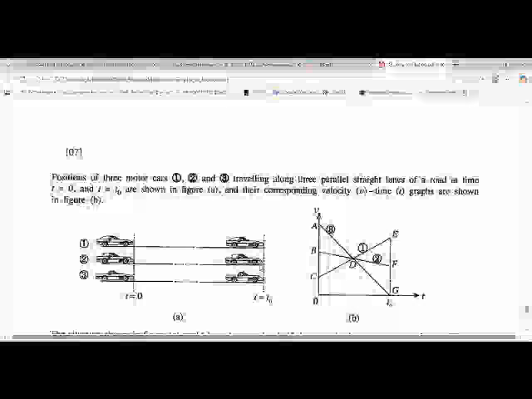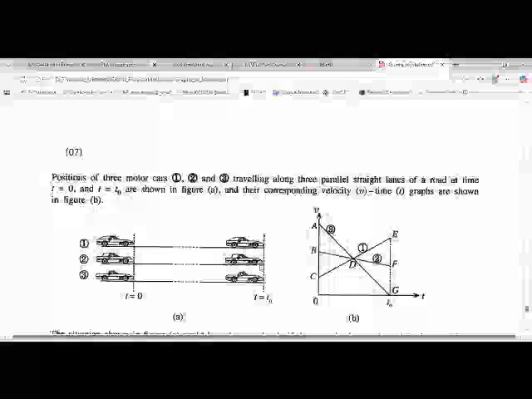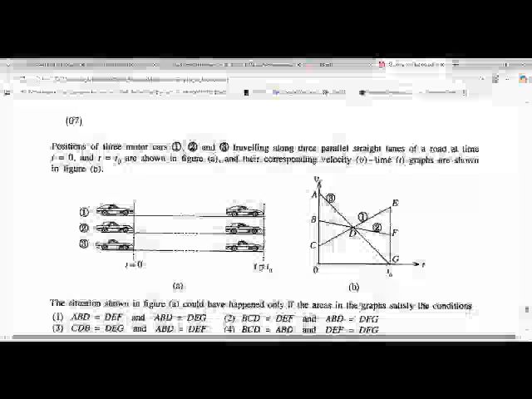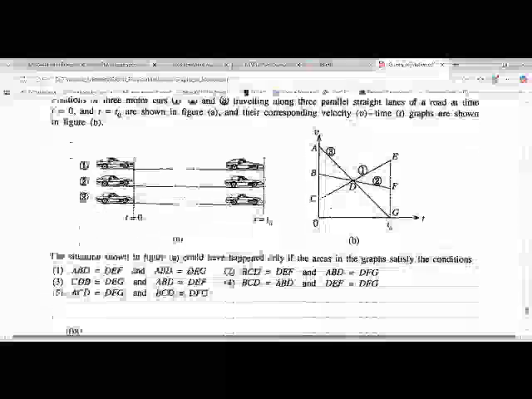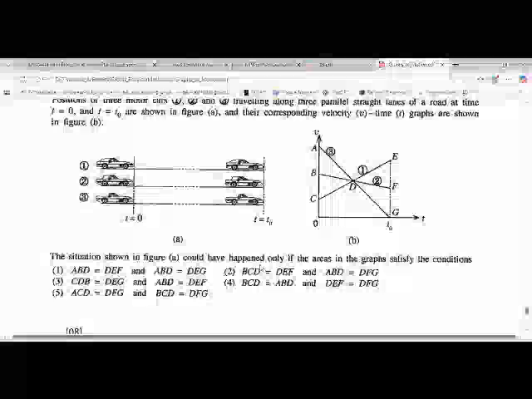Seventh one: the positions of three motor cars, 1, 2, and 3, traveling along three parallel straight lines of a road at time t equals 0 and t equals t naught, are shown in figure A. Their corresponding velocity-time graphs are shown in the figure. The situation shown in figure A could have happened only if the areas in the graph satisfy the conditions.